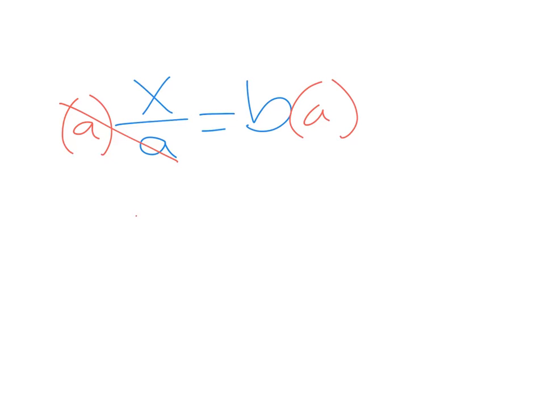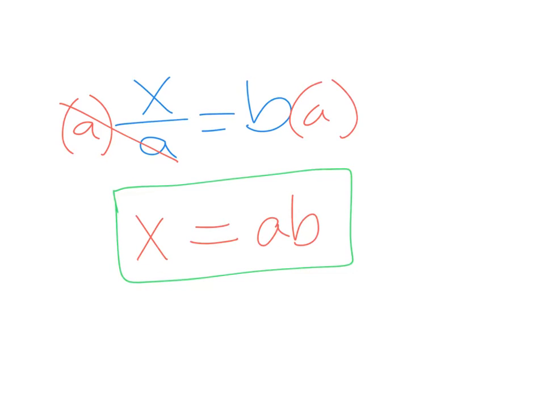That cancels the a, and I'm left with x equals, and the proper way to write this is alphabetically. So instead of writing ba, I would write ab. Is it wrong if I write ba? No. But the proper way is to write it in order alphabetically. So that was the multiplication property of equality because we multiplied to move a variable.